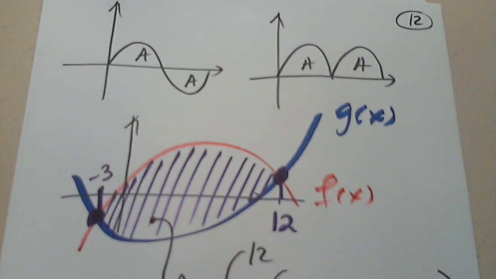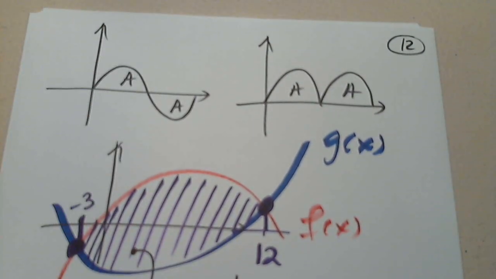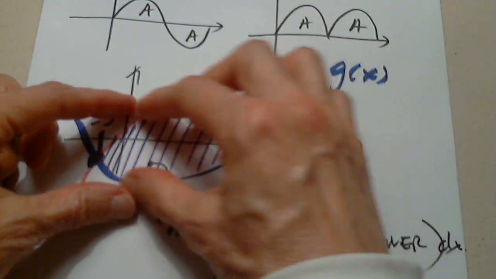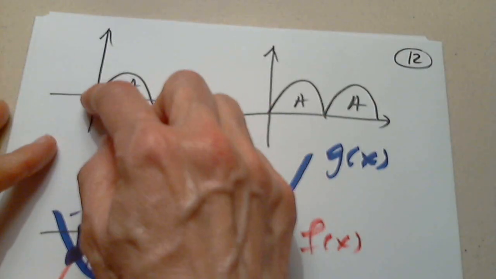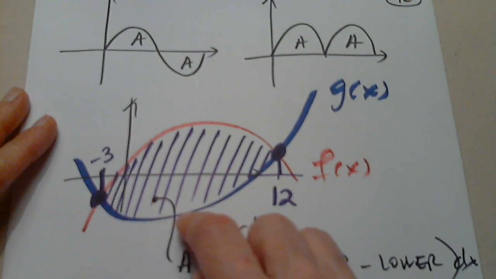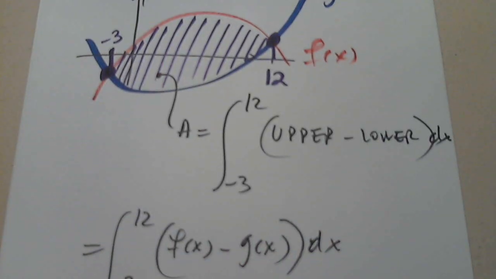But if we are not discussing the area under a graph, but the area enclosed between 2 graphs, it's the same thing. Above minus below. Above minus below. That's how we calculate the area enclosed between 2 graphs.